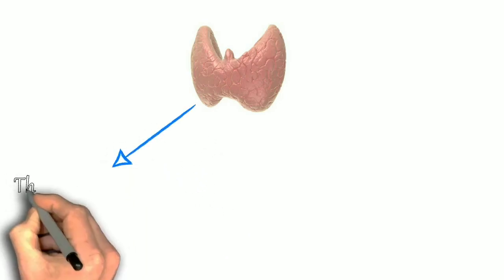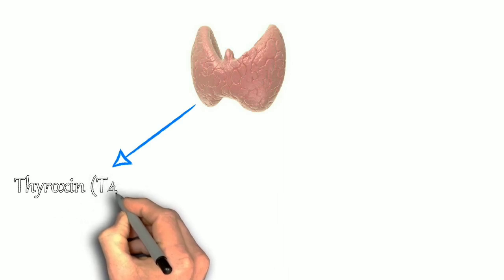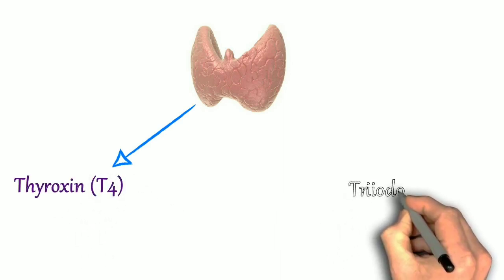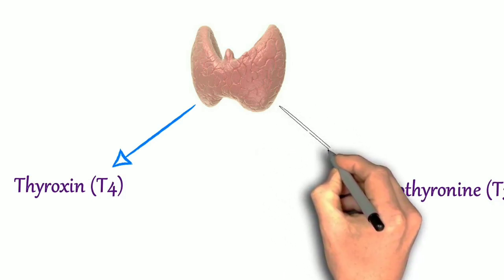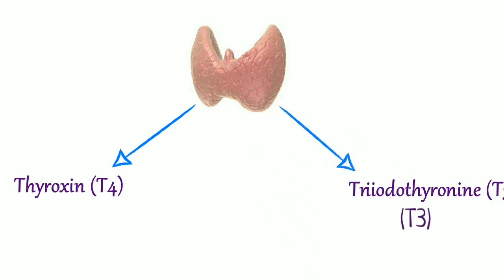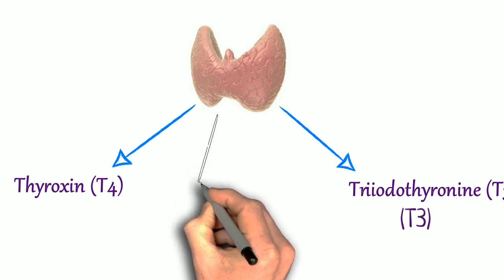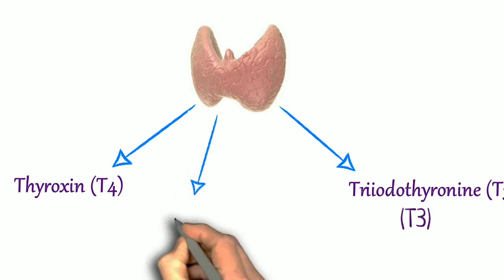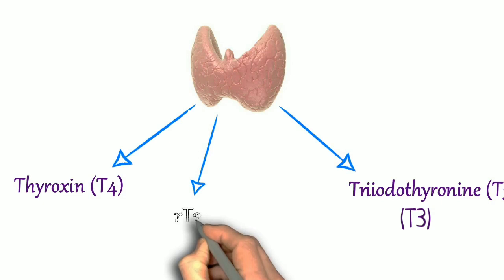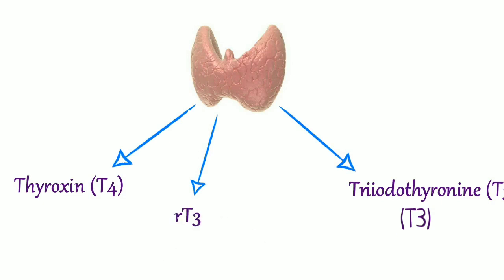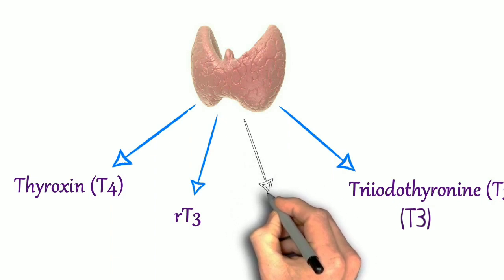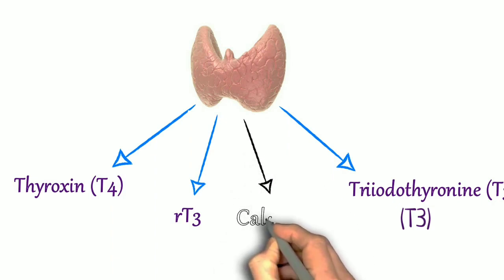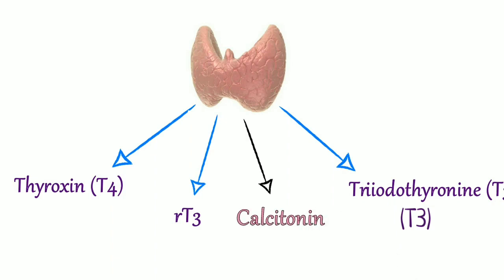Two principal thyroid hormones are thyroxine or T4 and triiodothyronine or T3. Everyone knows that, right? But some of you may not know that another hormone, RT3, comprises 1% of thyroid output. Moreover, the parafollicular cells produce calcitonin. So, the four hormones include T3, T4, RT3 and calcitonin.